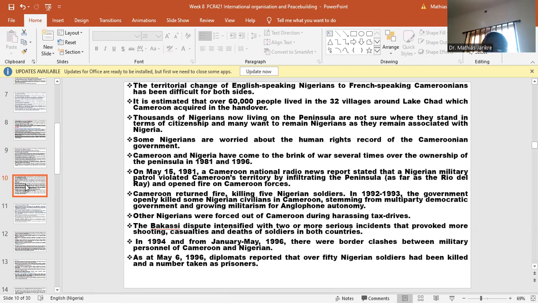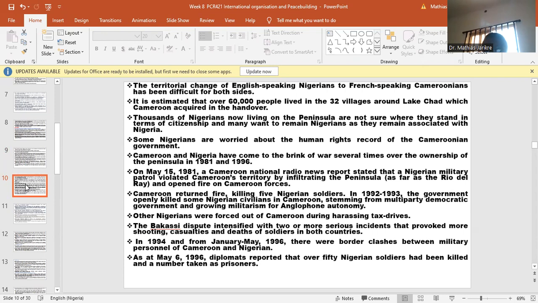Cameroon and Nigeria have come to the brink of war several times over the ownership of the peninsula, in 1981 and 1996. On May 15, 1981, a Cameroon National Radio News report stated that a Nigerian military patrol violated Cameroon's territory by infiltrating the peninsula as far as the Rio del Rey and opened fire on the Cameroon forces. Cameroon returned fire, killing 5 Nigerian soldiers.